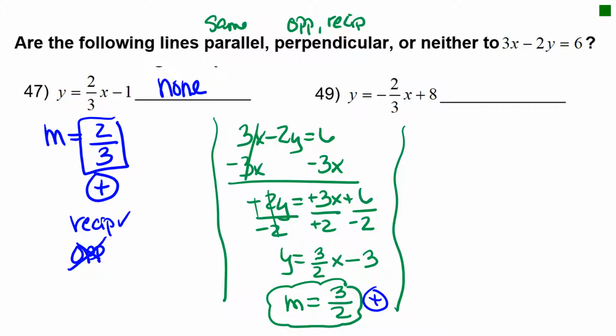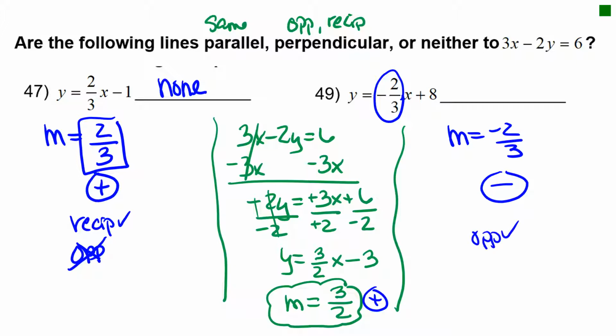So on this one, again, the slope is given to me. So my slope is negative 2/3. I'm comparing that. This is positive. That is not. That's negative. This is positive. So we got opposites right now, right? Are they reciprocals? 2/3, 3/2. They are reciprocals. So when it satisfies both, they're perpendicular.